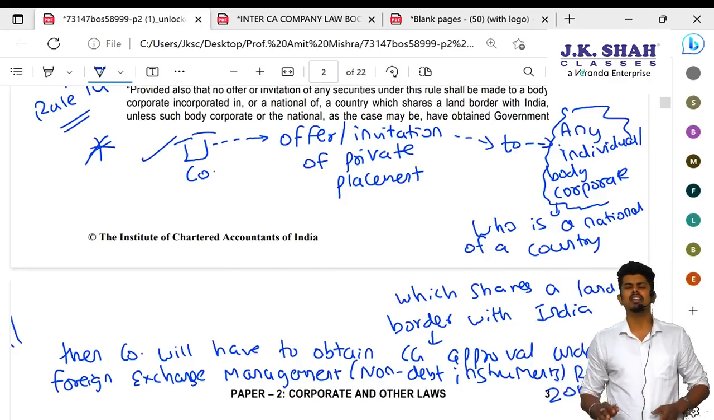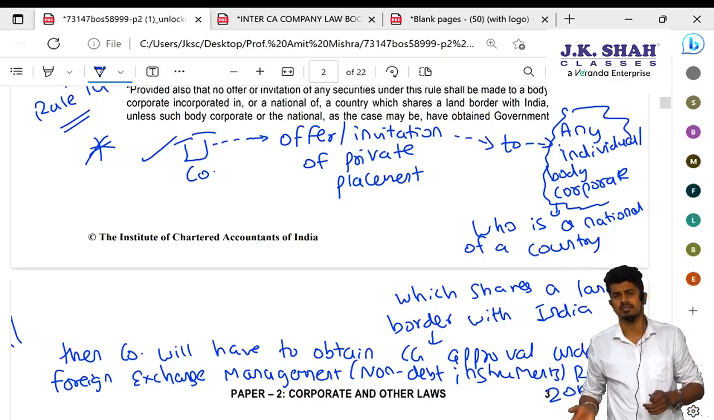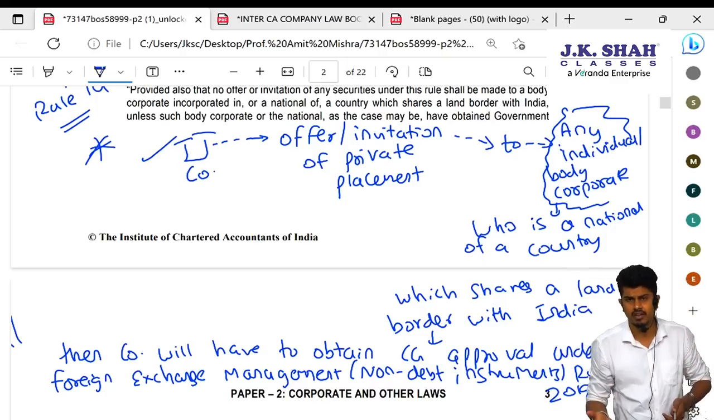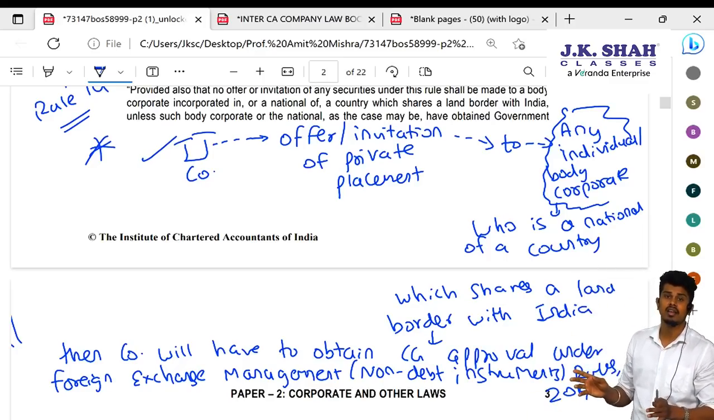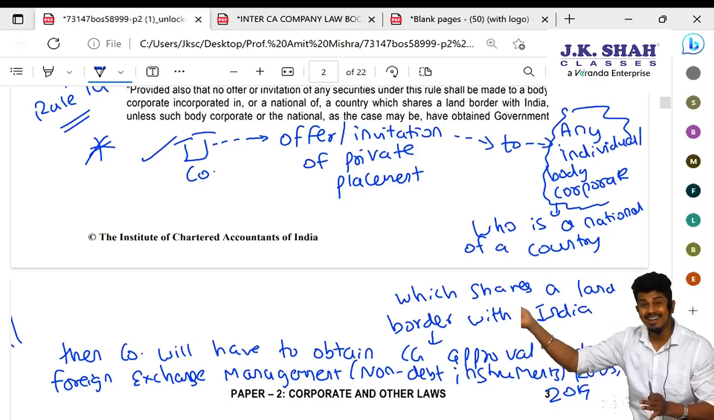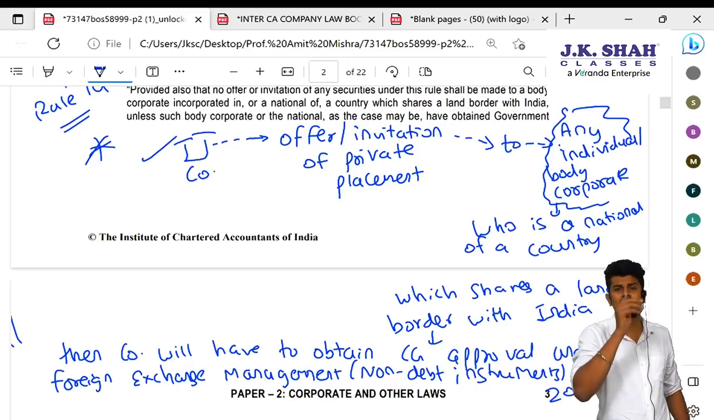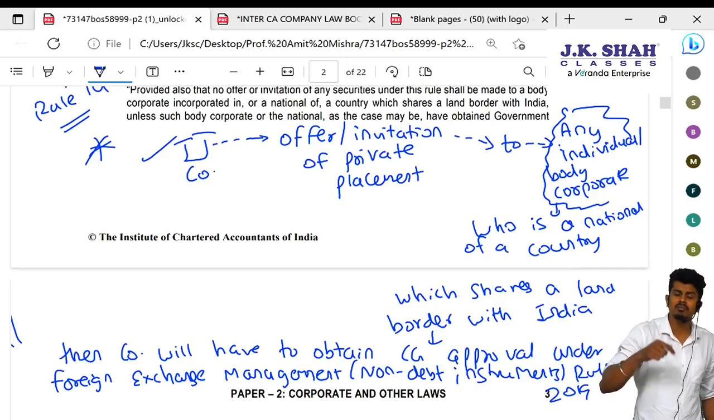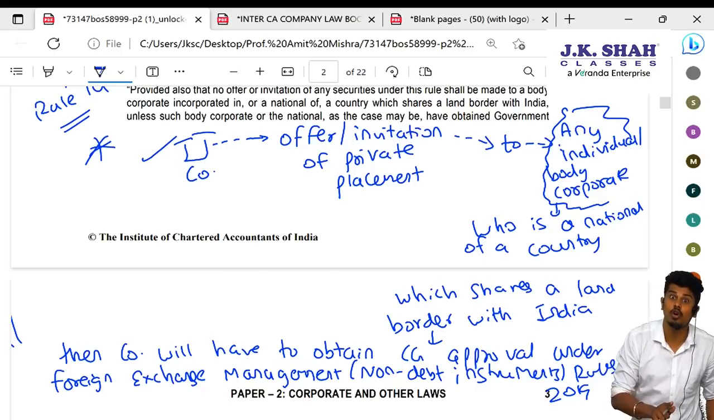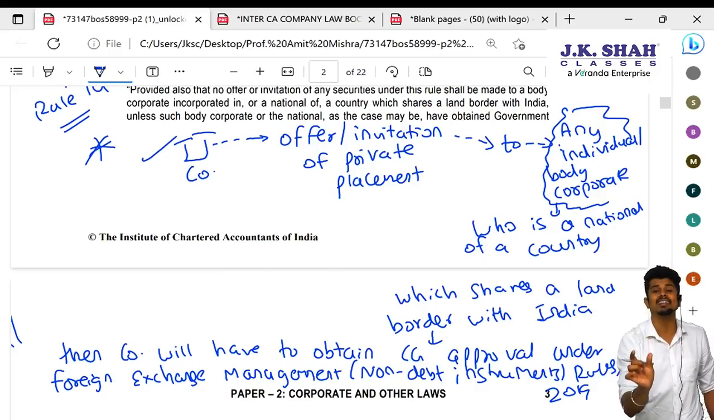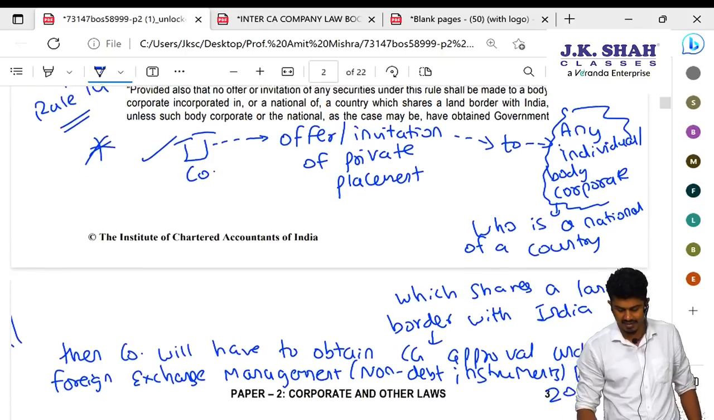So what does the amendment of chapter 3 on private placement say? It says that if a company is offering private placement to a person, whether an individual or an artificial person, that is whether a natural person or artificial person, and that person is a national of a country which shares a land border with India, then for giving private placement to those people, we will have to obtain special permission of the central government under the Foreign Exchange Management Non-Debt Instrument Rules, 2019. Yes or no?